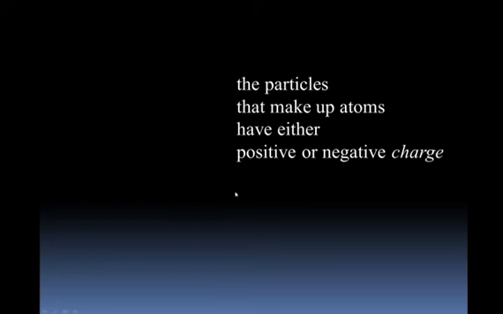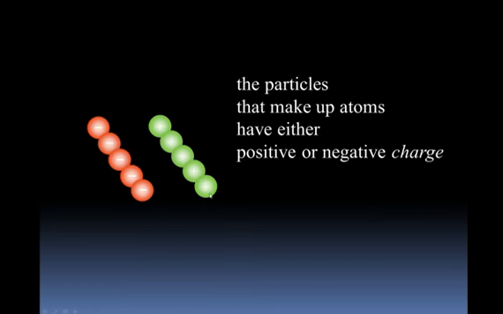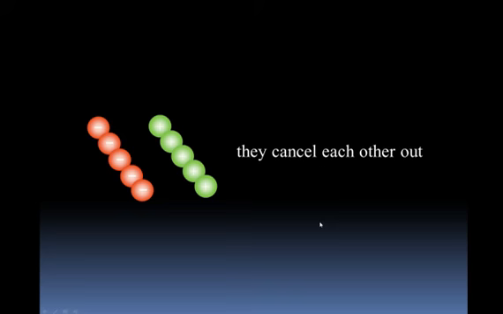All right. The particles that make up atoms have either a positive or negative charge. Remember, we talked about protons are a positive 1, electrons are a negative 1. That's going to play a very important part for what we're about to do. Alright, so here we go. We're going to have our greens representing our positive, which means they are protons, and the red will be our negative, which means they are the electrons.